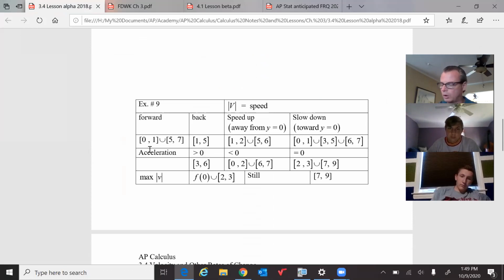So when is it going forward? Well, look at the picture, and from 0 to 1 and 5 to 7, the graph is above the x-axis, so it's going forward. Between 1 and 5, it's below the x-axis, so it's going backwards. When is it speeding up? It's speeding up between 1 and 2 seconds and between 5 and 6 seconds, because it's moving away from the x-axis.